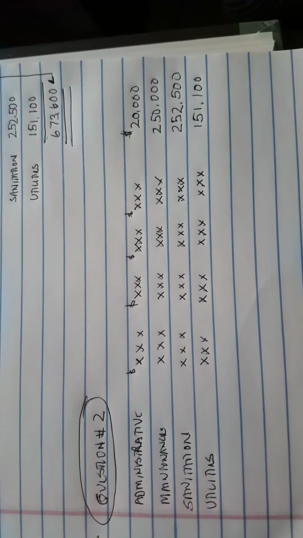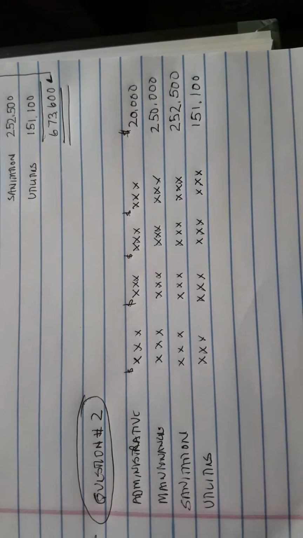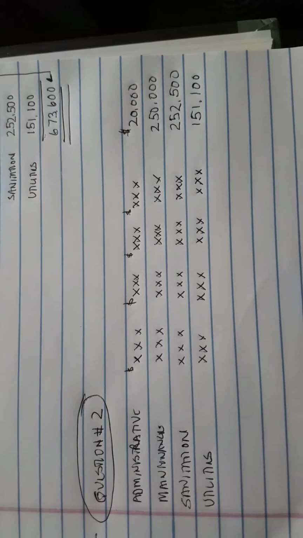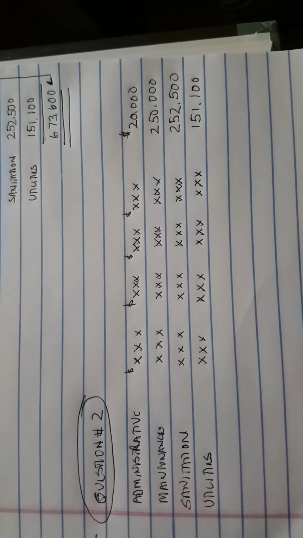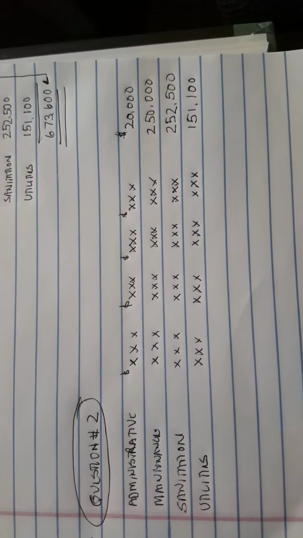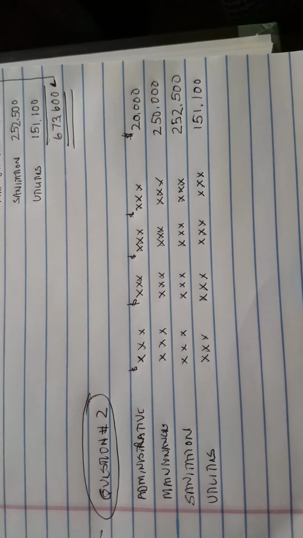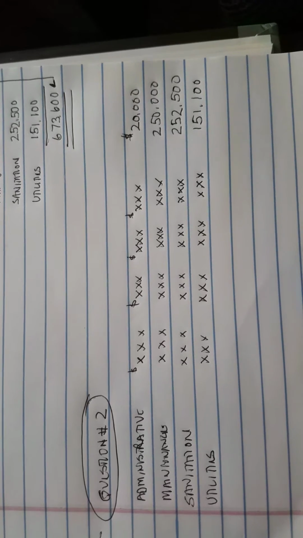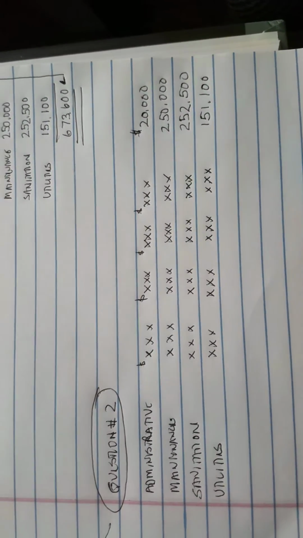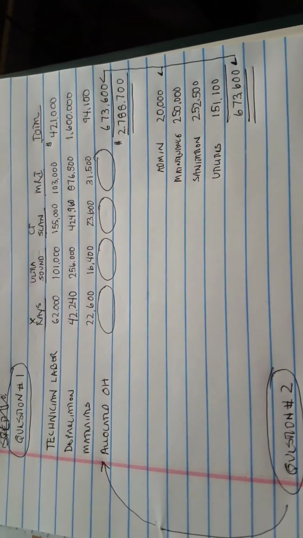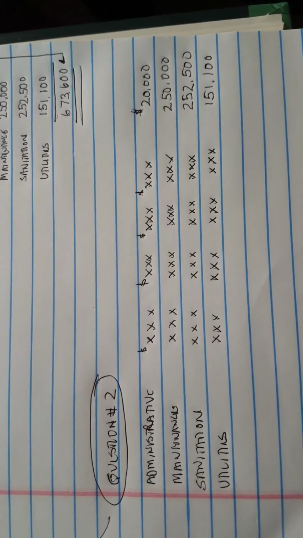And so now, rather than just allocating on a unit cost, you're going to allocate administrative costs using a cost driver, maintenance costs using a cost driver, sanitation costs using a cost driver, and utilities using a cost driver, all of which are different. So rather than having one unit cost like you had in the top, you're going to have 4 unit costs.